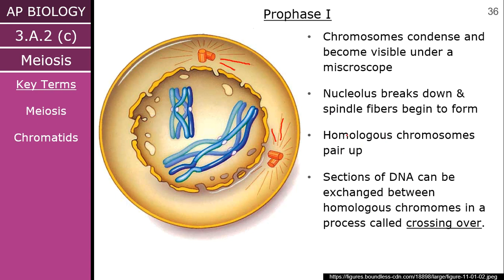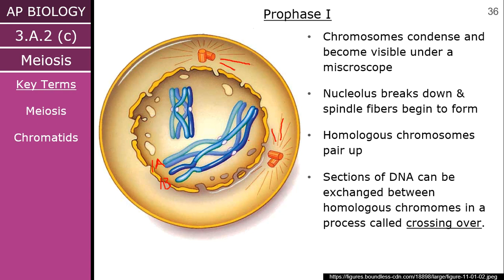Or excuse me, homologous chromosomes are going to pair up. So what that basically means is chromosome 1 and chromosome 1 are going to hang out near each other. So here's 1A, here's 1B, whatever. Okay? And they're going to get next to each other so that they can do this little exchange. And so what you see here is basically the exchange has just happened.